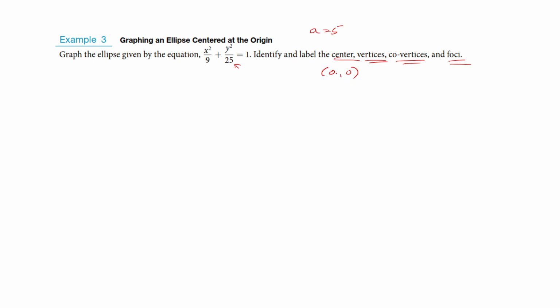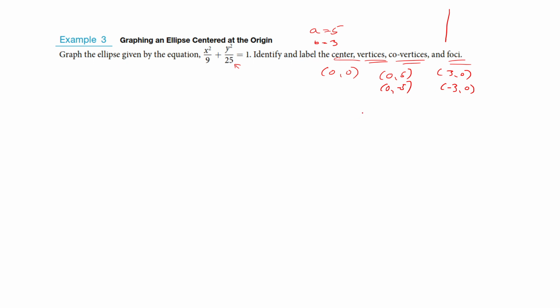If we want the vertices, the major axis is going vertically. So if we're at 0, 0, we want to go 5 up and 5 down. Those are my vertices. Now, let's do the co-vertices next. That would be the minor axis. This is b squared, so we know b is 3. We're going horizontally here, so we go positive 3 and negative 3 away from 0. So my co-vertices are 3, 0 and negative 3, 0. We're coming from the center, going right and left 3. That's how I'm getting these two.